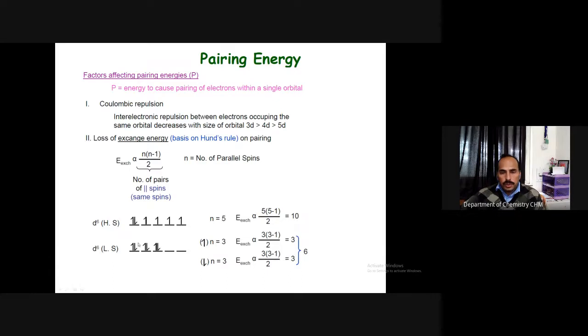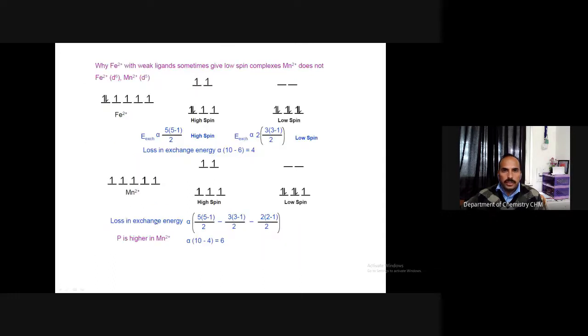If you see d6 low spin, how many parallel spins are there? 1, 2, 3, okay, 4, 5, 6. So in this case, 3 into (3 minus 1) by 2, and again 3 into (3 minus 1) by 2, so the total will be 6. So see, d6 high spin has much higher exchange energy compared to the low spin configuration, right? So that will not be allowed, so you have to put some more energy in order to cause a low spin nature, because you are losing the particles which can be exchanged. All right.